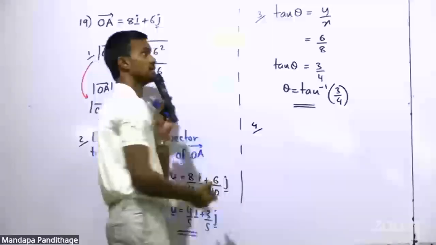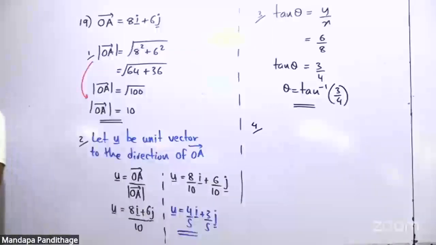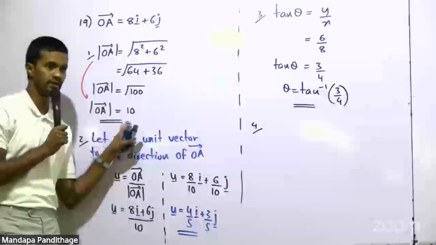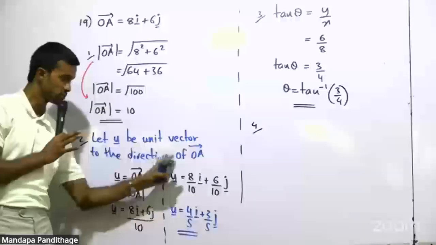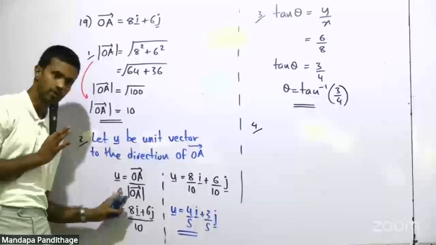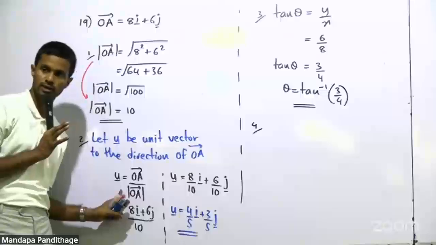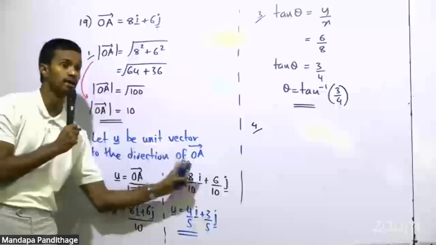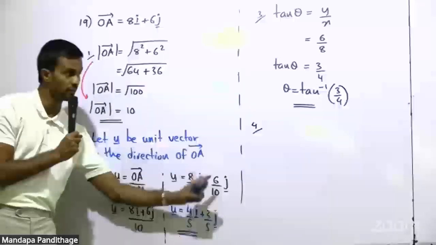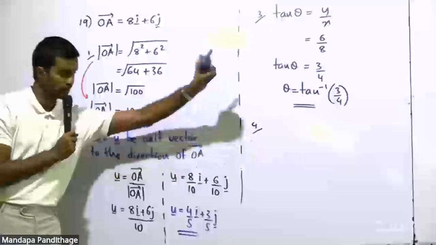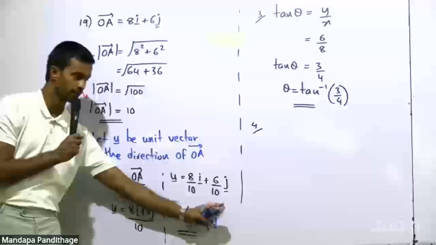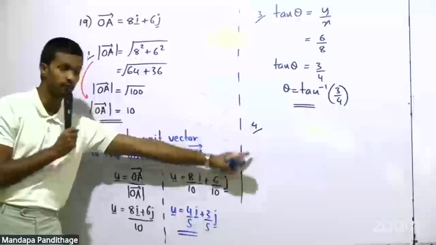Last one, find the vector that is 5 units to the direction of OA. Okay, now look at the flow. This is vector OA. What is the magnitude? 10. What is u? u is the unit vector to the direction of OA. So now you tell me, if u is the unit vector to the direction of OA, how can we write the vector with a magnitude of 5 to the direction of OA?